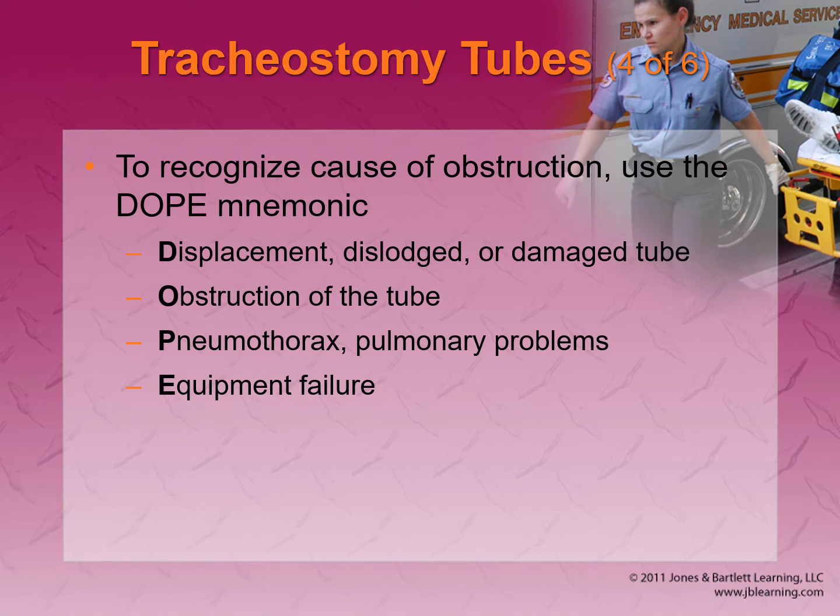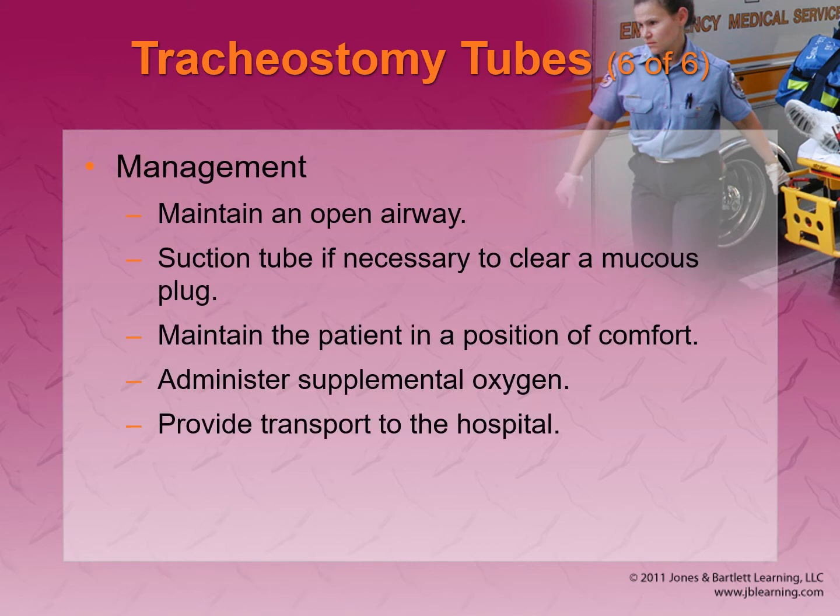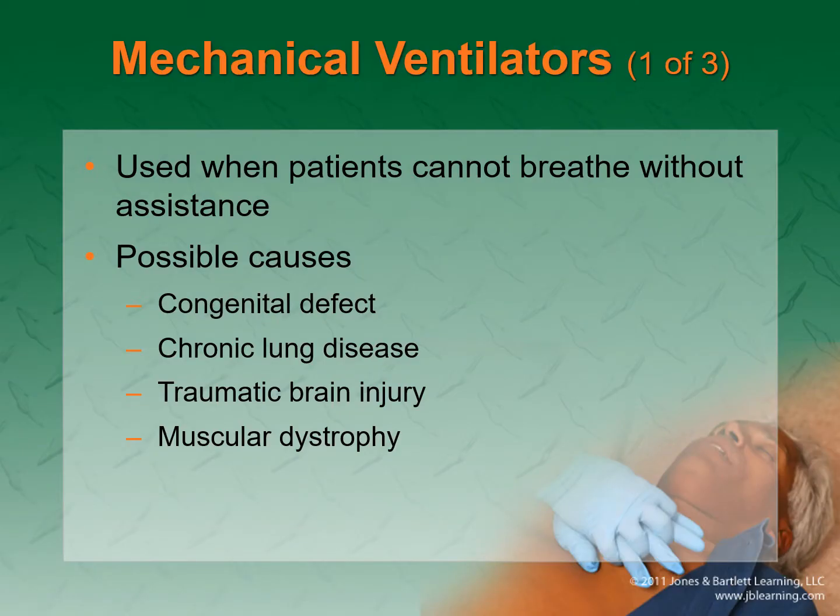So this is something to remember if you get called for a tracheostomy tube malfunction. You can think of DOPE: displacement, dislodgement, damage, where something's not right with the tube itself; obstruction in the tube; pneumothorax, maybe this person's breathing issues have nothing to do with the tube at all; and equipment failure, something like a ventilator failure. Those are some common problems that you might see. Basically, suction, suction, suction, suction. Most of the time, any sort of tracheostomy issue can be solved with suction.